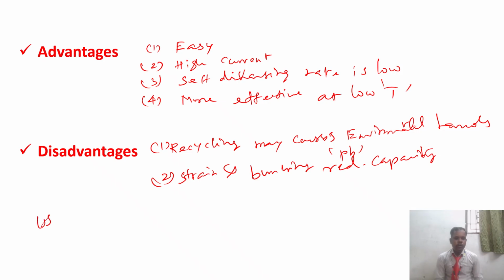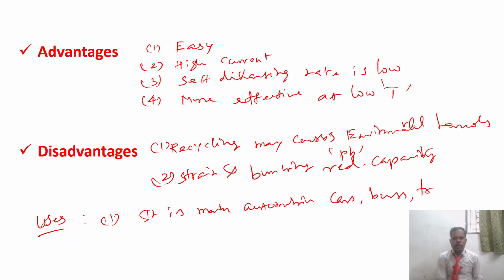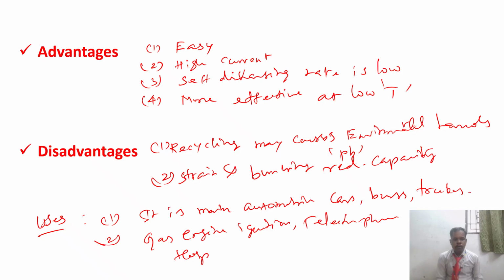Then finally, what about the uses? Uses of the lead acid battery. First use, it is mainly used in automobiles, like cars, buses, trucks, etc. Then second point, it is also used in gas engine ignition, telephone exchanges, hospitals, power stations, etc. So these are all the uses of the lead acid battery.